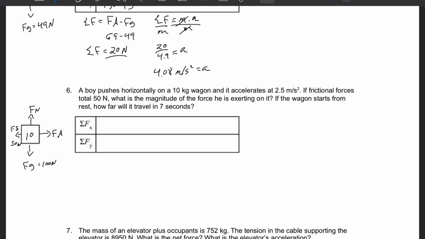Well, vertically, the summation of forces in the y would be force of gravity minus force normal, and that's 0 because it's all balanced out. But in the x, the net force is equal to mass times acceleration. The net force in the x would be Fa, force applied, minus Ff, force of friction.